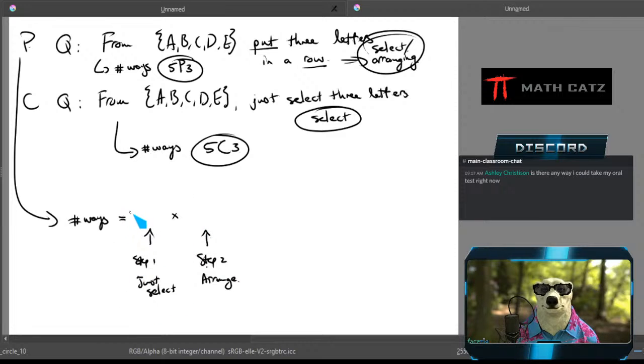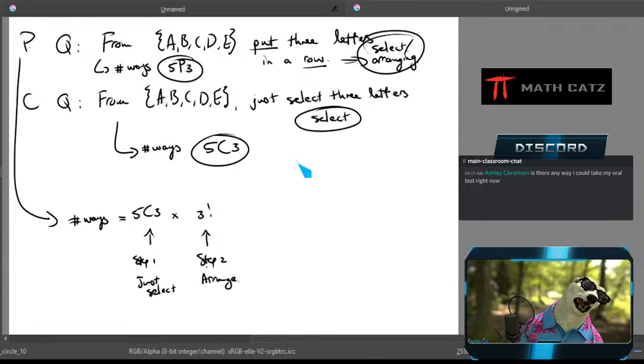If I just select, that's the combination. If I then have to arrange them, how many ways can I arrange 3 things? They're different, 3 factorial. So I can always, with the power of the combination, the P is now completely unnecessary, to the point where I literally will never write this P again. There's nothing that the P is needed for, because I now have this superior thing.